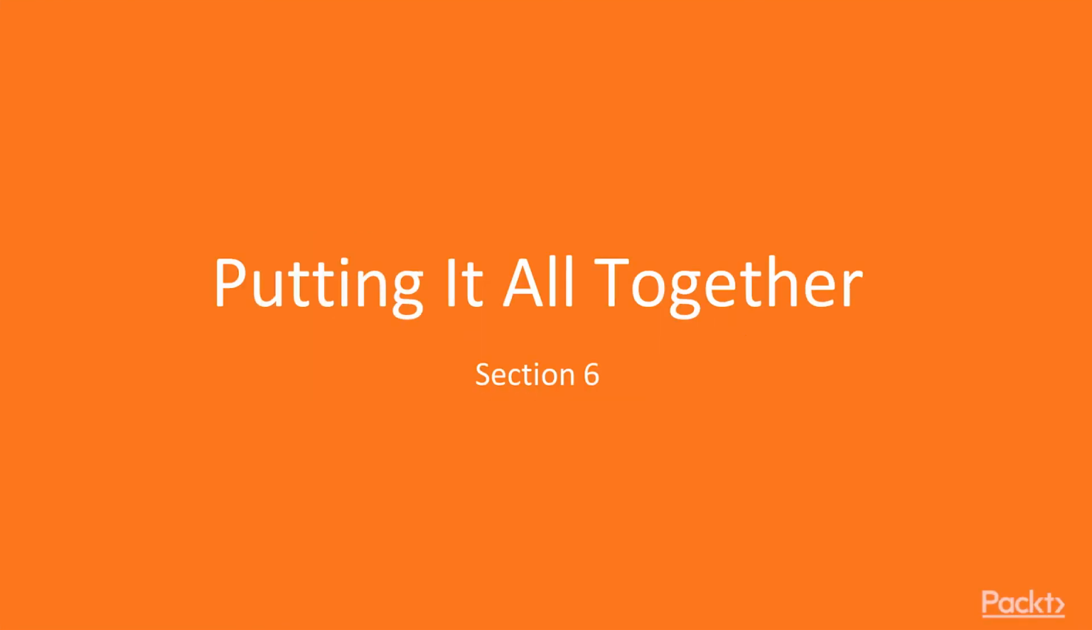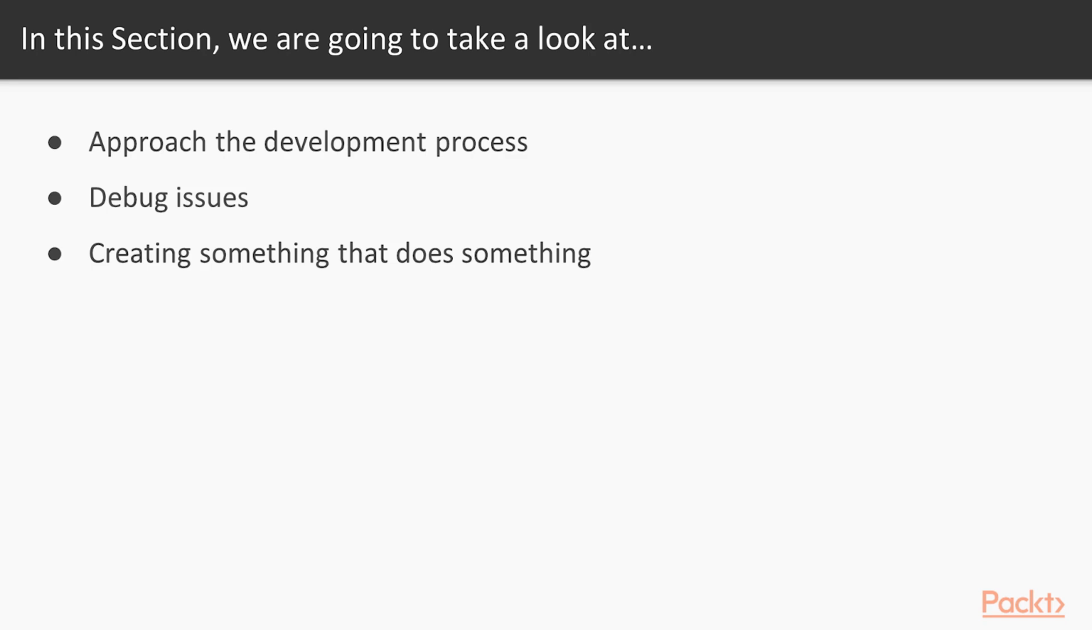Putting it all together, we're going to talk about the approach of the development process, how to debug issues, and creating something that does something. That may seem obvious, but a lot of code, especially if you're going the classical education route, is theoretical. One of the favorites is recursion. So you write a recursive function, and you're writing a function that calls itself until, for whatever reason, it stops.